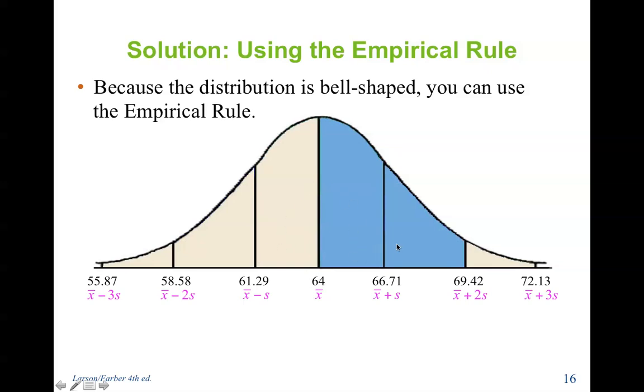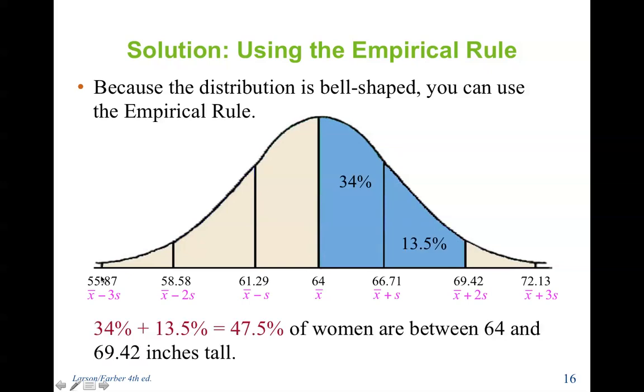And then I'm going to continue. I'm going to add another one to get 2 standard deviations to the right of the mean, and then I'm going to add another one to get 3 standard deviations to the right. And I will do the exact same thing to formulate the left side of this empirical rule. So if I wanted to know the women between 64 and 69.42 inches, which would be here the mean and 2 standard deviations on the positive side, I would simply add up 34 and 13.5 and get 47.5% of the women.